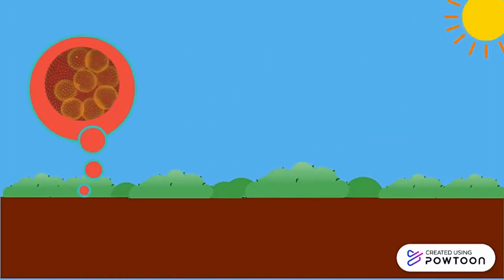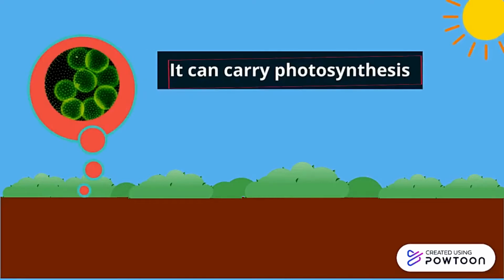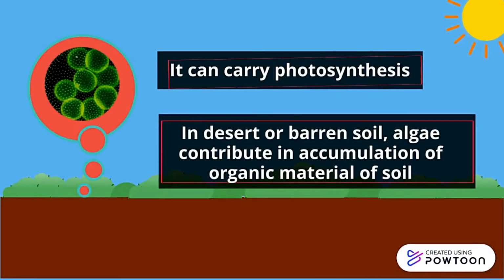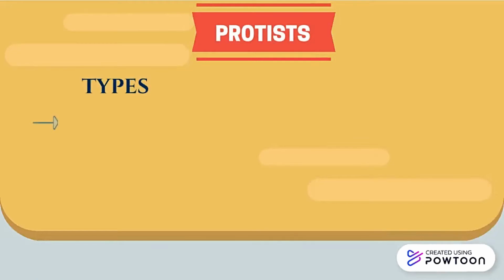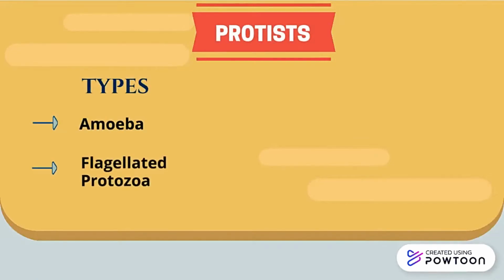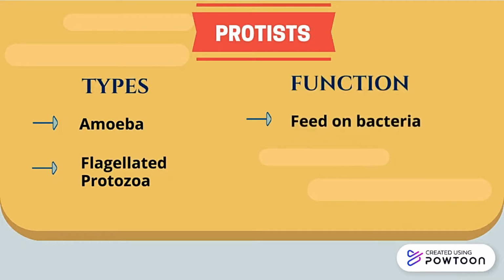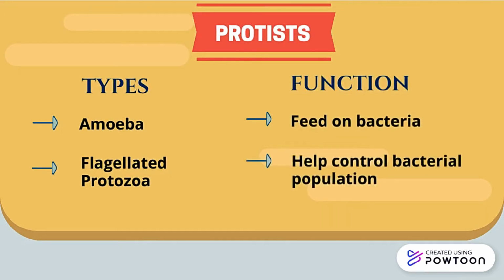Next is algae. It is only found on the soil surface. Algae can carry out photosynthesis. In desert or barren soil, algae contribute to the accumulation of organic material in the soil. The types of protists found are amoeba and flagellated protozoa. The function of protists is to feed on bacteria and help control the bacterial population.